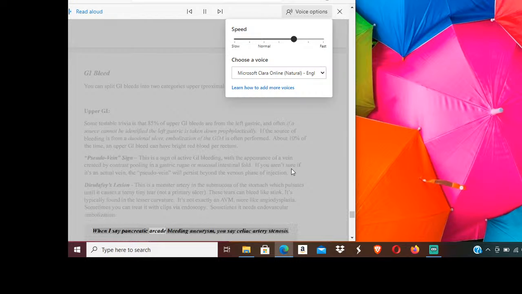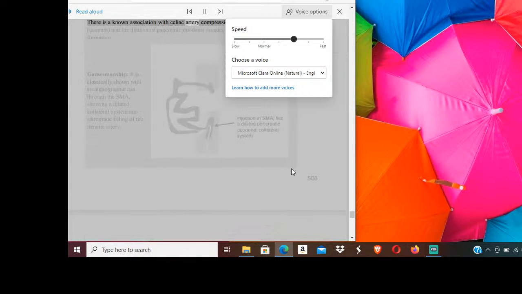When I say pancreatic arcade bleeding, you say celiac artery stenosis. There is a known association with celiac artery compression, median arcuate ligament, and the dilation of pancreaticoduodenal arcades with pseudoaneurysm formation. It is classically shown with an angiographic run through the SMA, showing a dilated collateral system and retrograde filling of the hepatic artery. Retrograde filling of the hepatic artery should make you think about celiac stenosis or occlusion. Injection in the SMA fills a dilated pancreaticoduodenal collateral system.